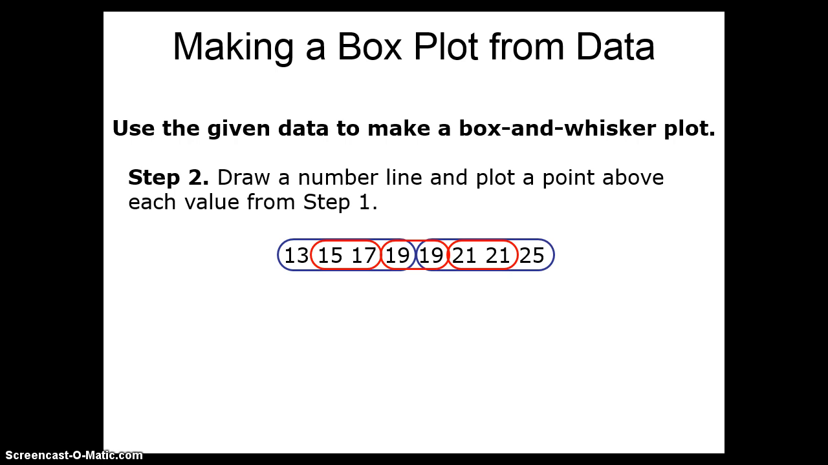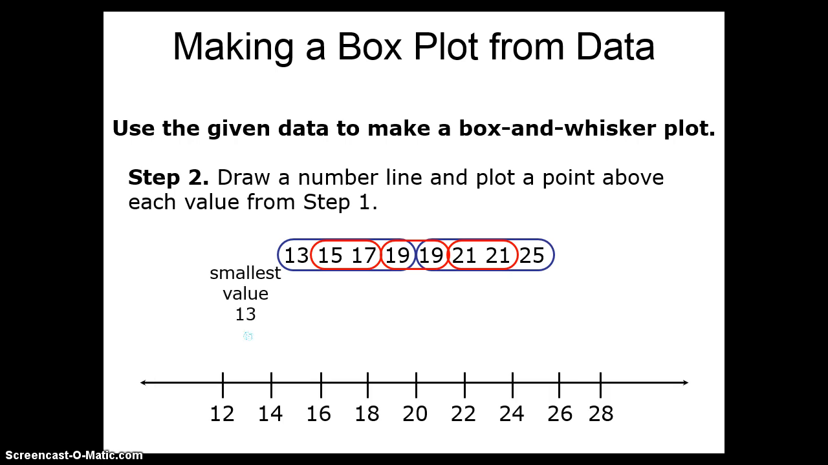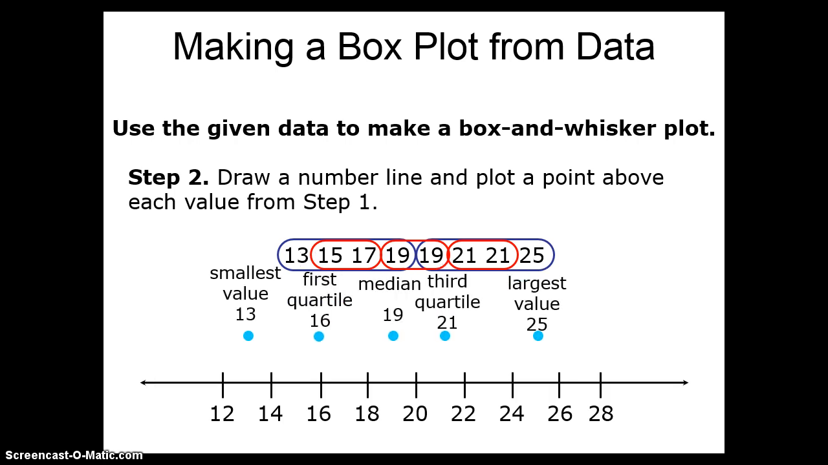Step 2, I draw a number line and plot a point above each value from step 1. Now, a couple of things that students often get wrong when creating a box and whisker plot is not listing all of the numbers on the number line, whether they are part of the box and whisker plot or not. The point of a box plot is to show us the distribution. So we want to see where the data might be skewed or where it might be more concentrated.